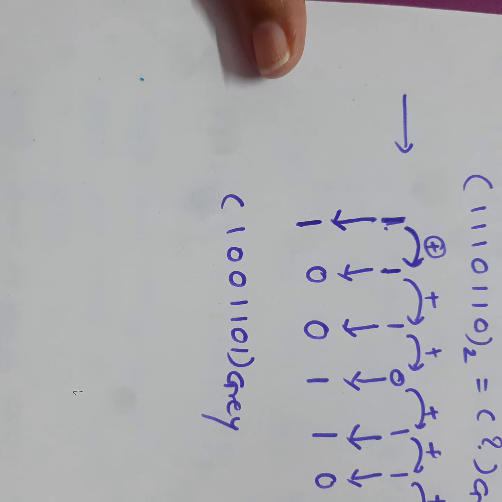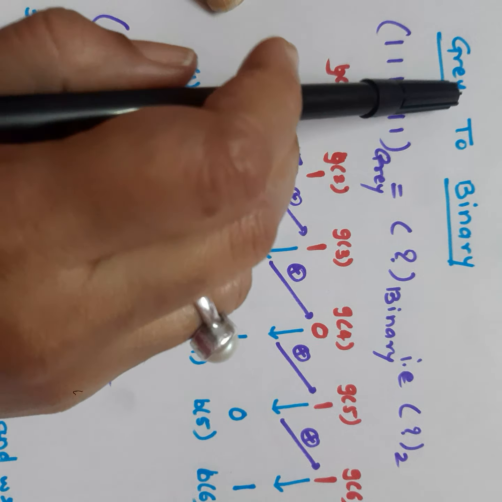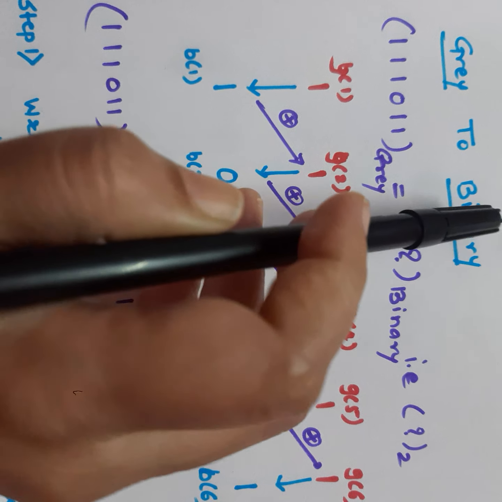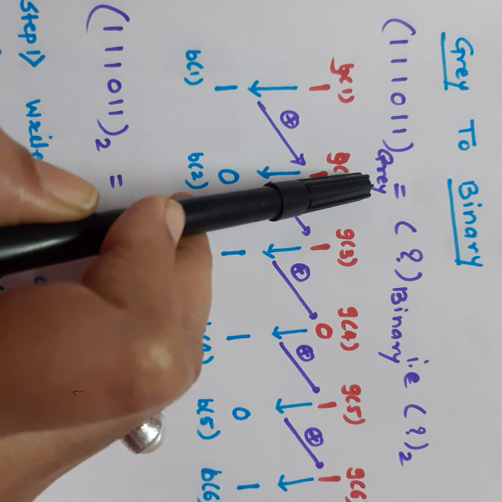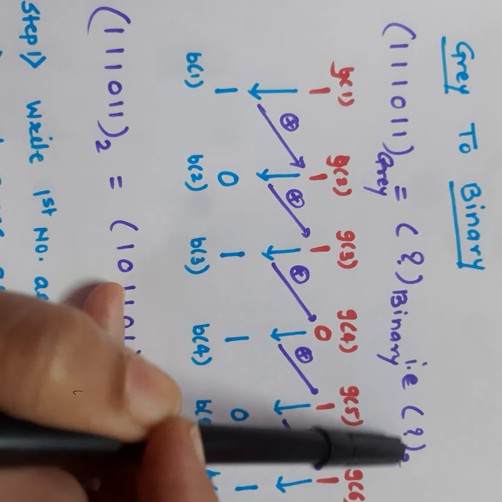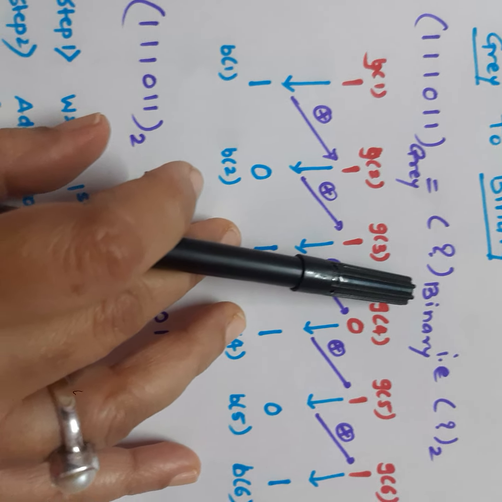Okay. Now look at this, to convert gray to binary. How to convert a gray number to a binary number? Let us take one example, 111011 to the base gray. So this is the gray code which is given and the binary is asked, or base 2 will be given, so you can easily identify that this is the binary number which is asked.